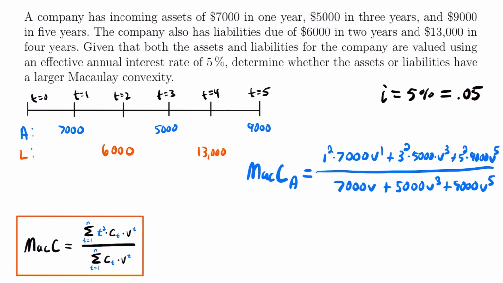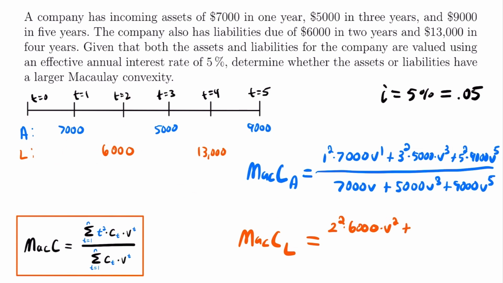Now let's set up the Macaulay convexity for the liabilities. That's going to be equal to the time of the first liability cash flow, which is t equals 2. We'll have that squared. So we'll have 2 squared times the amount of that liability, which is 6,000. And that will be multiplied by v squared. That will bring that payment back 2 years to the present.